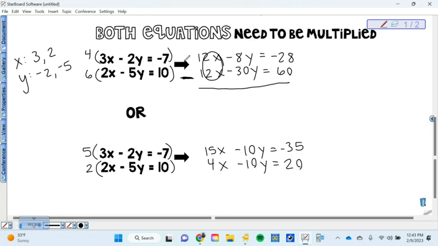That's why it can sometimes be easier to multiply by a negative number, because then we could just add. But this is fine. -8y minus -30y is -8y plus 30y, right? Which is 22y equals -88.